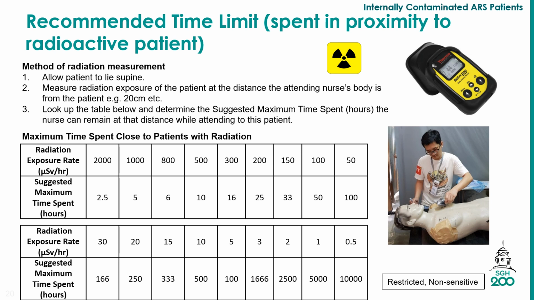Let's assume another example where the radiation exposure is low at 10 microsievert per hour at that distance. That would imply that you can spend as much as 500 hours at that distance from the patient because the exposure is lower in this case.